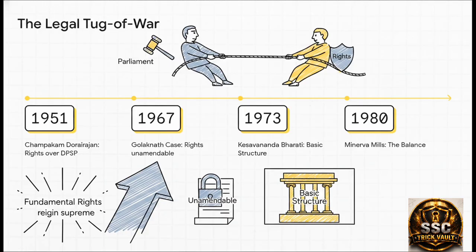In 1951, the Supreme Court said, nope, fundamental rights reign supreme. By 1967, they ruled rights couldn't be amended at all. Then Parliament fought back, claiming DPSPs actually take priority. It was quite the showdown. Finally, in 1973, the legendary Kesavananda Bharati case swooped in, establishing the basic structure doctrine to set firm boundaries on what Parliament could actually change.